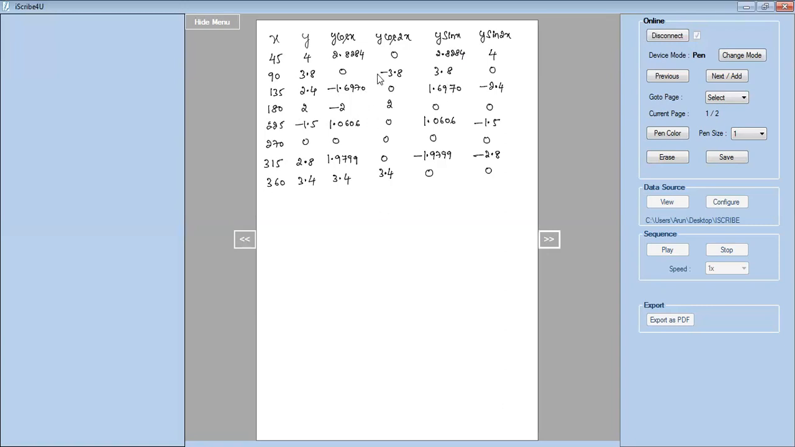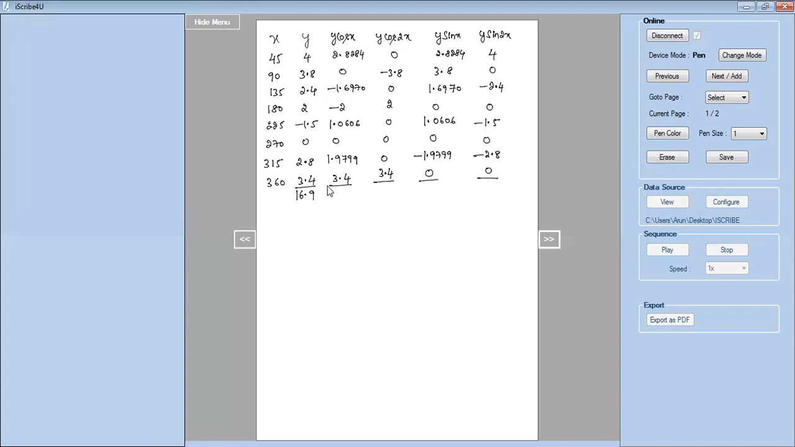So once you get these values, the table is prepared, just find the summation values. I want the sum of all these things, except x. Let us find out. First, add all these values, we get summation y. So it comes around 16.9. Next, if I add all these values, you get y cos x.